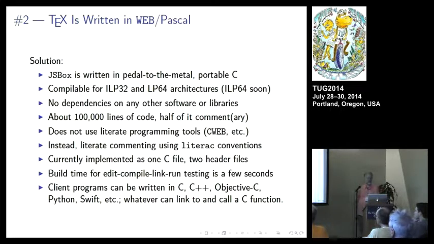And runtime link testing is negligible, and it can be incorporated into any program that can call a C subroutine, like C, C++, Objective-C, Python, and as of a couple of weeks ago, I heard Swift.